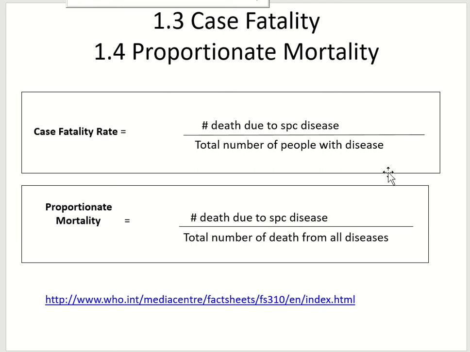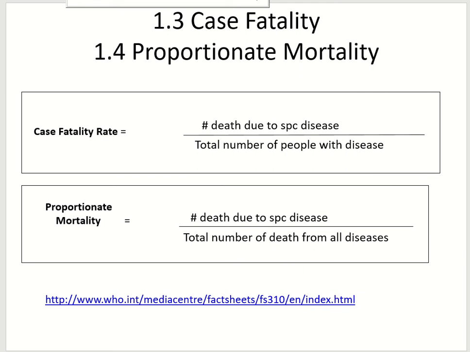So that's case fatality. Proportionate mortality is the number of people dying due to a specific disease, and here we're dividing by the total number of deaths from all diseases. This is the first time we're dividing by the number of deaths. So if I say 10% of people dying are dying of heart disease, what I did is I calculated everybody that died in a specific year. Maybe I have 1 million people dying in a continent in a specific year, and out of the million, 200,000 died of heart disease. So 200,000 divided by 1 million would be your proportionate mortality.